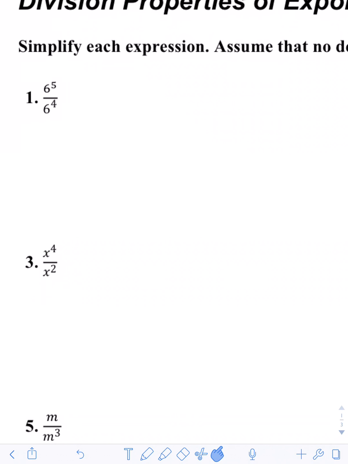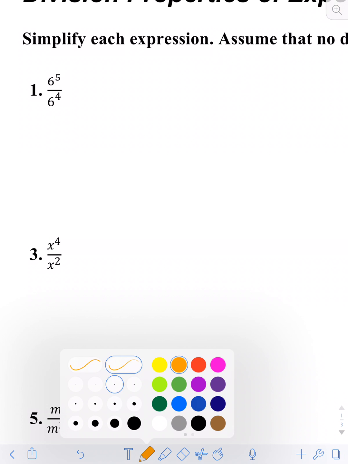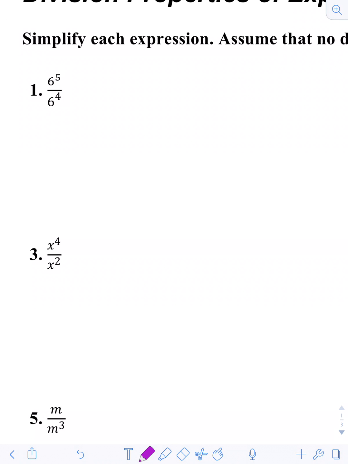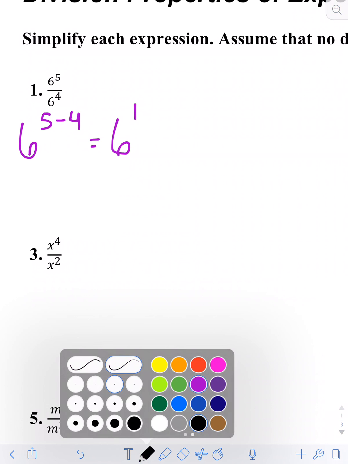Okay, so here we go. Number 1. All right, so we're dividing. So what we're going to do is we write our base, and our exponents we subtract. So we have 5 minus 4. So you have 6 to the power of 1. And that's your final answer.